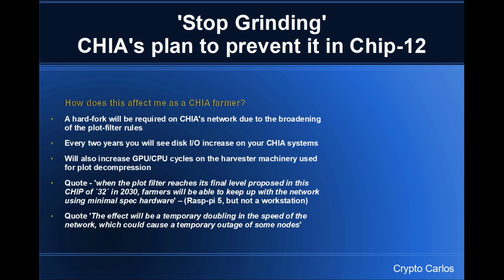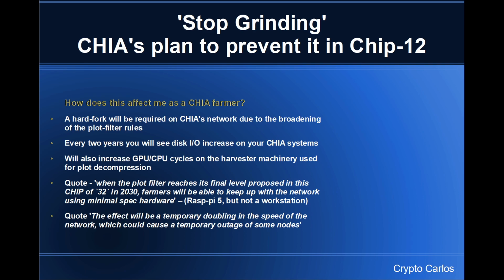They do say you're already getting over 97% idle time on your disk access input-output, and there's going to be a minimal amount of increase on that, but they don't give you any figures. So I just want to read a couple of quotes from the documentation that they put out. So the first is, when the plot filter reaches its final level proposed in this chip of 32 in the year 2030, farmers will be able to keep up with the network using minimal spec hardware.